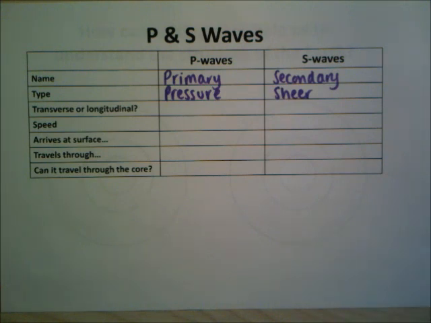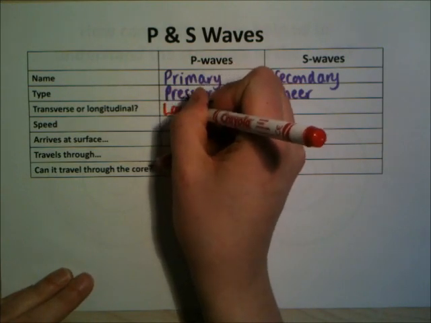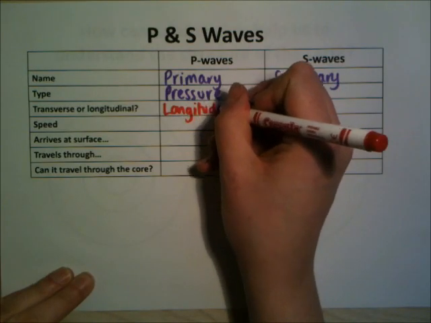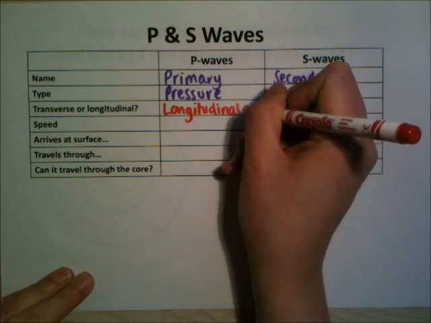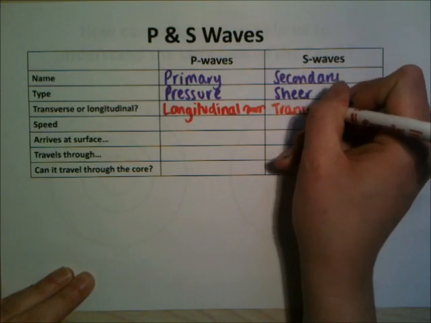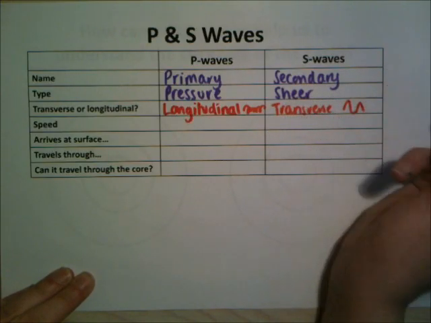Transverse or longitudinal? A P wave is a longitudinal wave. So it moves like a Beyonce slinky wave. Longitudinal. So that kind of thing. An S wave is transverse, so a normal type of wave, and that moves like that.